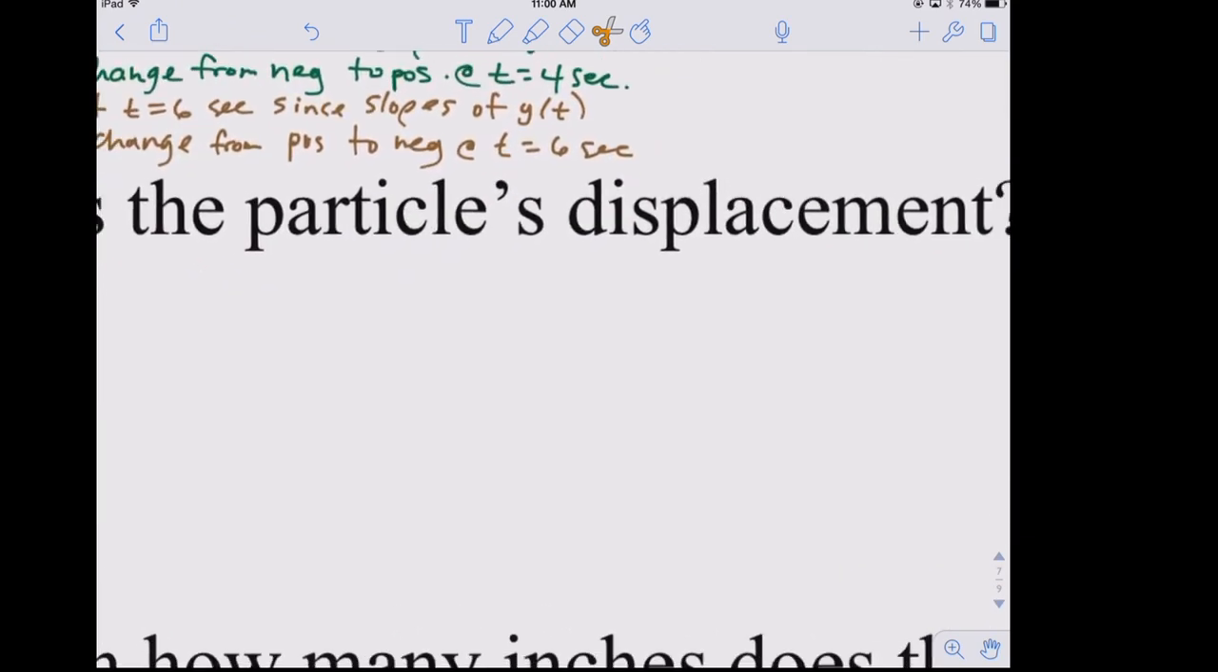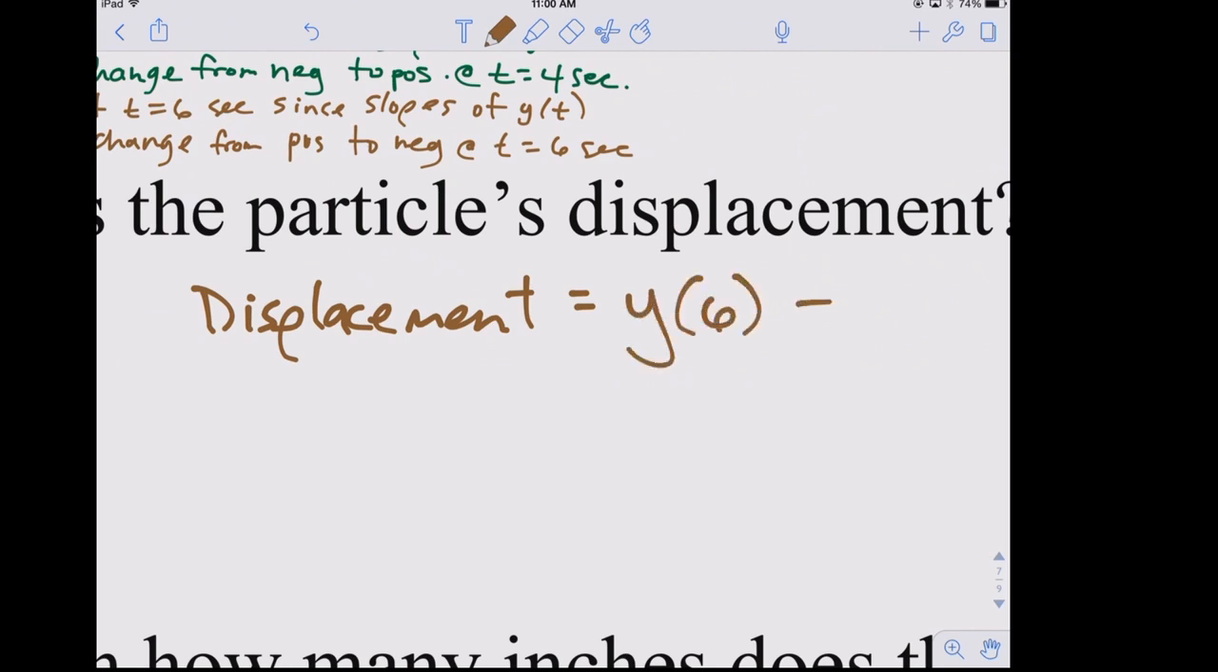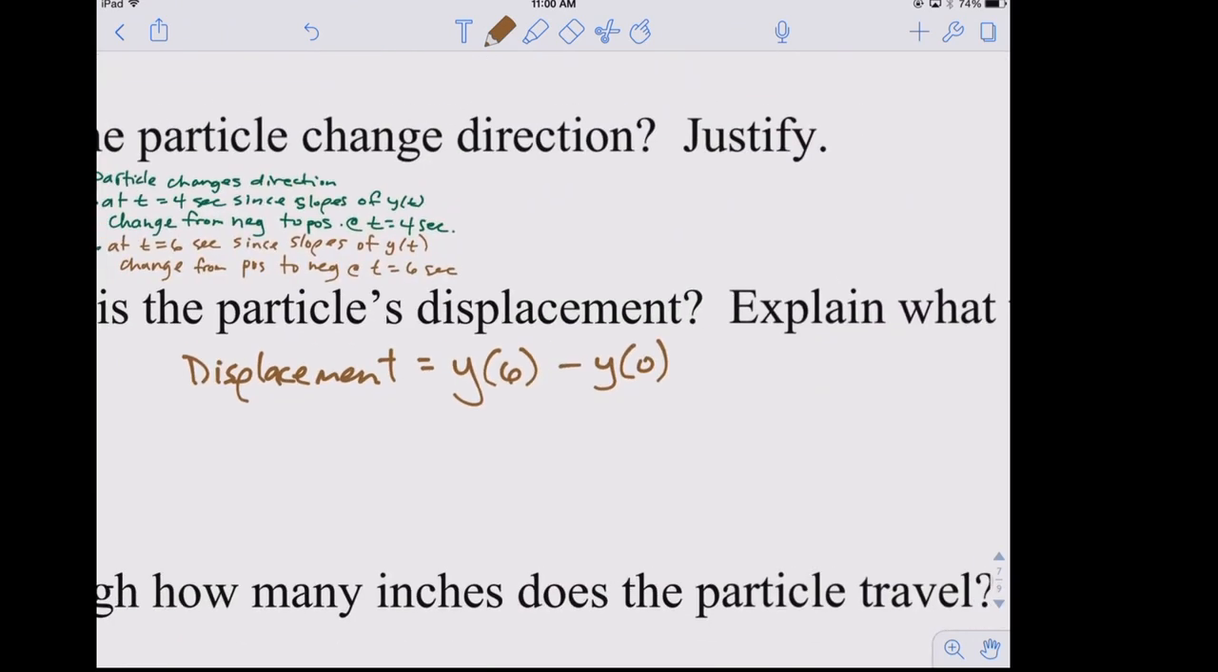How do we find displacement? Displacement is the net change in position. So we'll write it out. Displacement is going to equal final position minus initial position, right? So the final position at the end of the 6 seconds is y of 6, minus the initial position, y of 0. So go ahead and write that out.